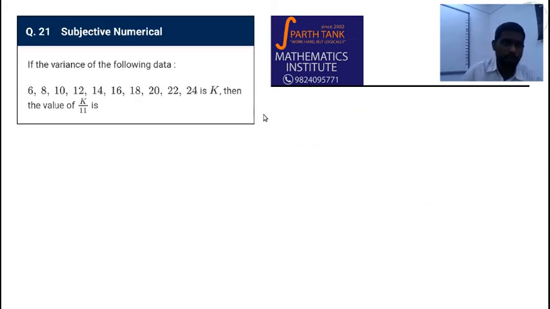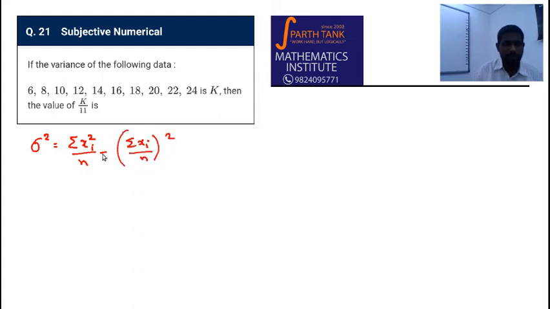Question number 21. If the variance of the following data is k, then what is the value of k by 11? Now it's an ungrouped data. Find the mean. We know the expression for variance is sigma x squared by n minus sigma x by n, that is the mean, the whole squared. But squaring them, then adding them, and dividing by n is going to be messy. So we will use the other equivalent expression, sigma of xi minus x bar, the whole square, by n. This is the proper definition of variance also.